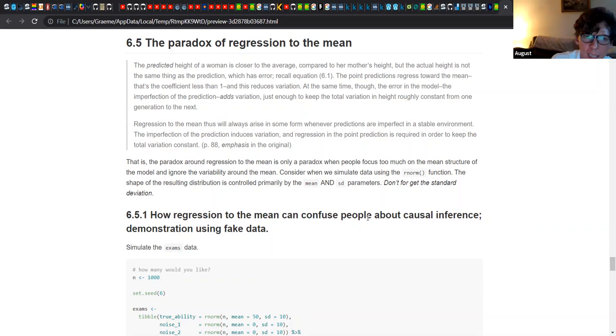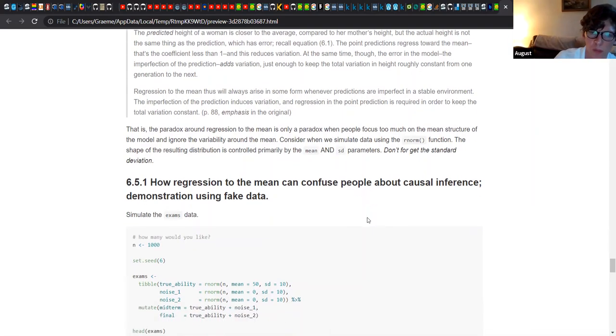So he's written something here. That is, the paradox around the regression to the mean is only a paradox when people focus too much on the mean structure of the model and ignore the variability around the mean. Consider when we simulate data using the rnorm function, the shape of the resulting distribution is controlled primarily by the mean and standard deviation parameters. Don't forget the standard deviation.